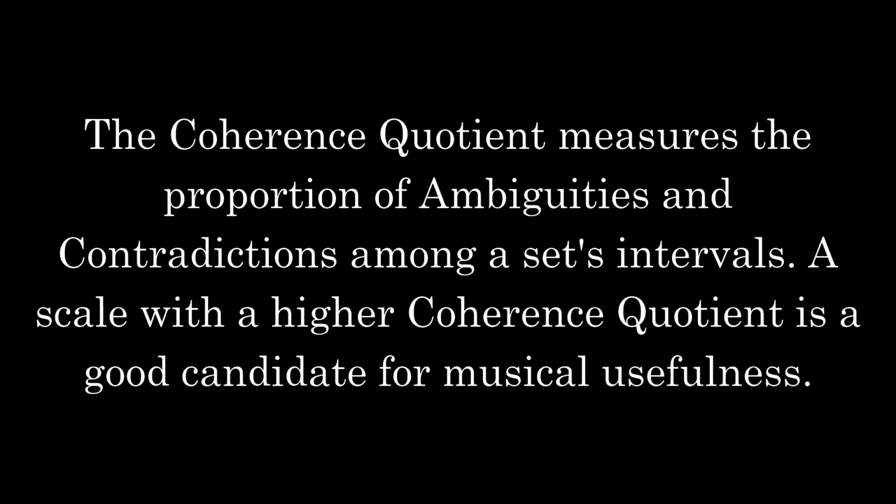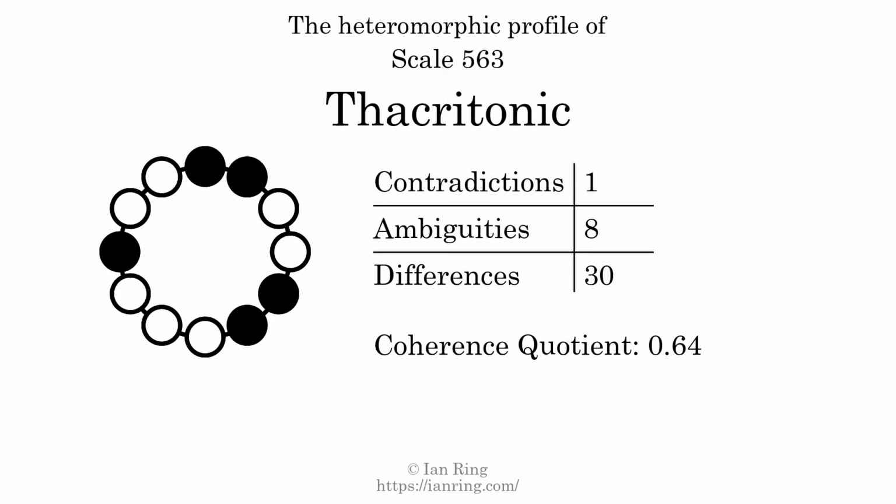The coherence quotient measures the proportion of ambiguities and contradictions among a set's intervals. A scale with a higher coherence quotient is a good candidate for musical usefulness. The coherence quotient is 0.64.